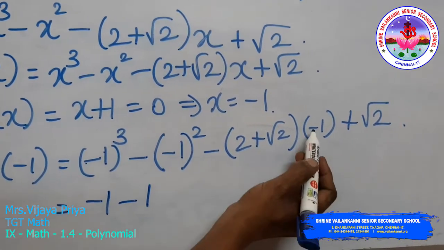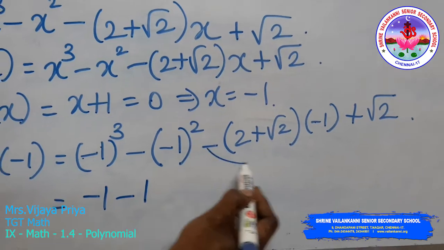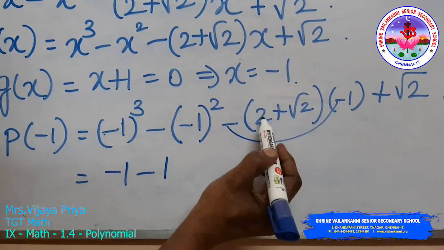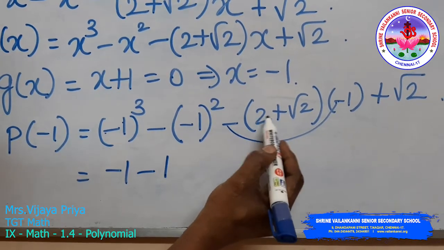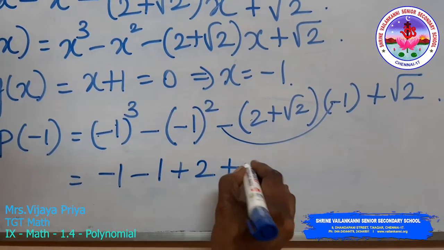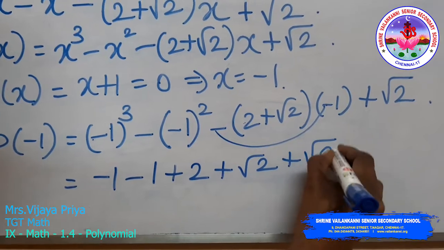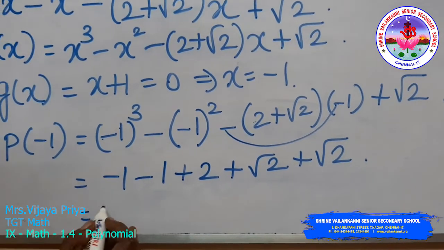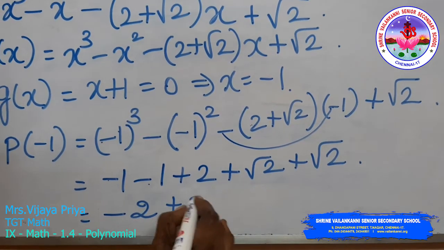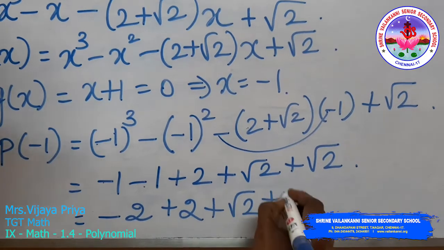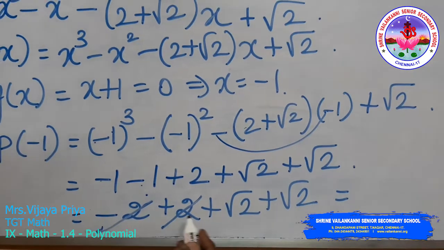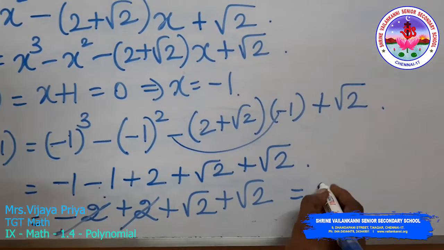Now I am just seeing this minus into minus, so this becomes plus 1. Plus 1 into this bracket term, so you will get all the terms with a plus sign. So I will have plus 2 plus root 2 plus root 2. You will have minus 1 minus 2 plus 2 plus root 2 plus root 2. So plus 2 minus 2 gets cancelled. Root 2 plus root 2 you will get 2 root 2.